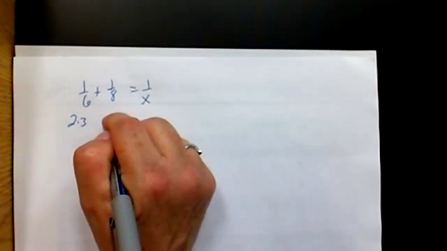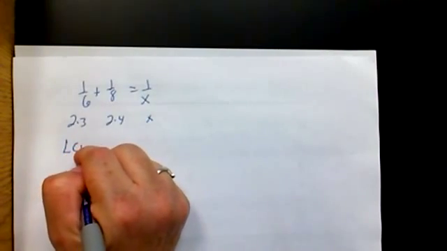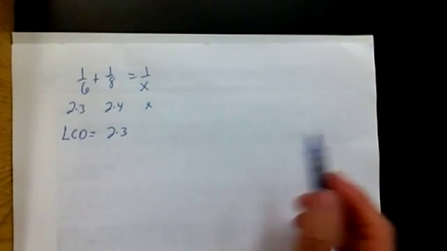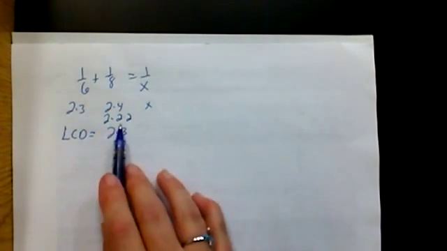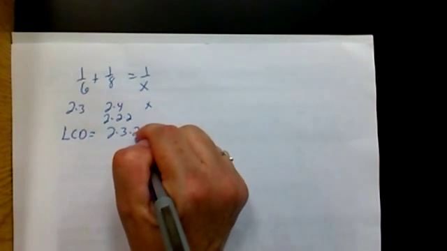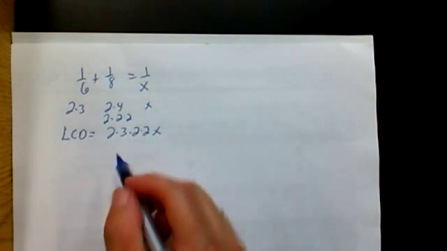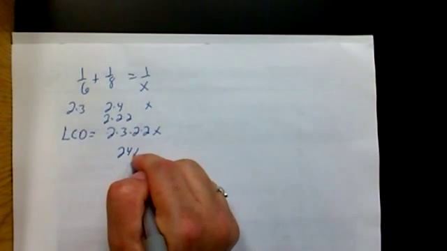So I need a common denominator between 6, 8, and x. Well, 6 is 2 times 3. 8 is 2 times 4. And x is just x. So I'll find my LCD is 2 times 3. 4 is made up of 2 times 2, so I need 2 more 2's. And I need an x. So my LCD is 2 times 2 times 2 is 8, times 3 is 24x.